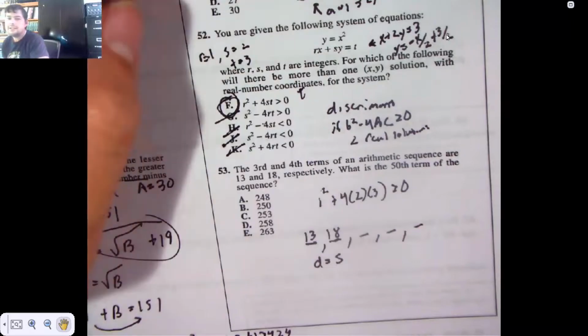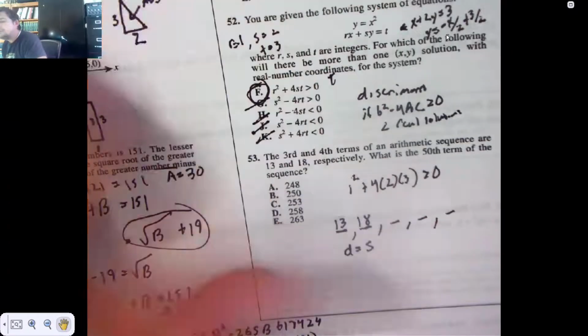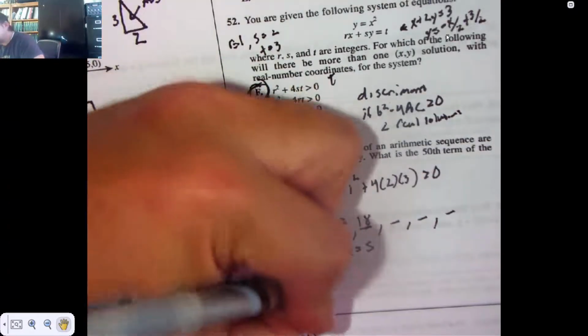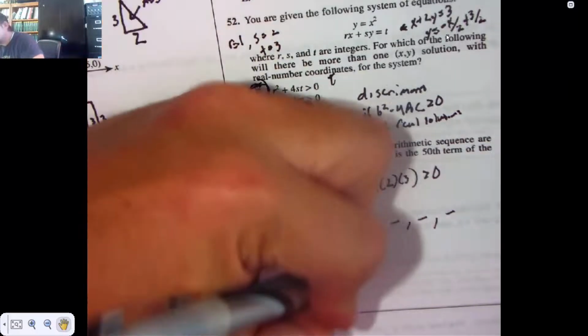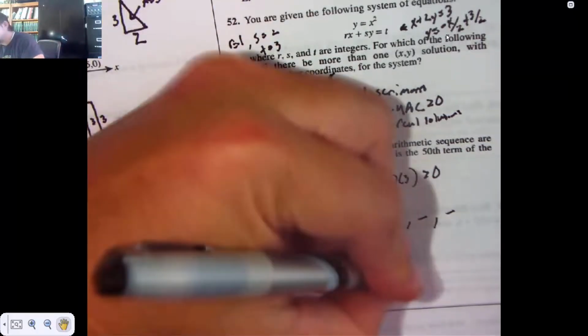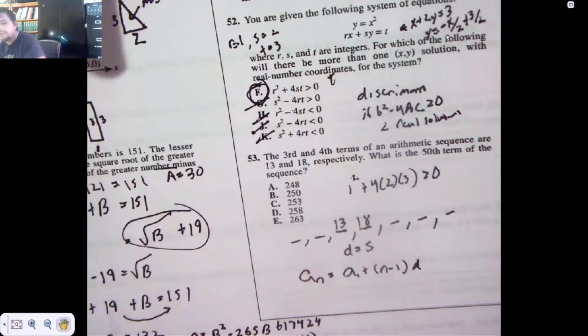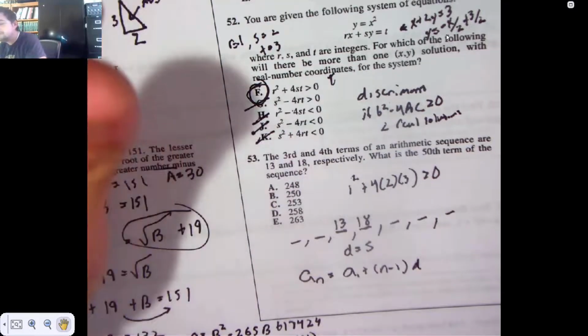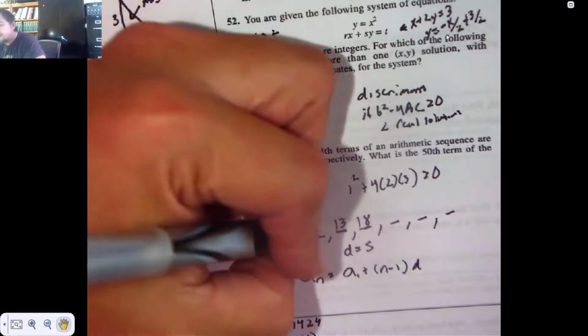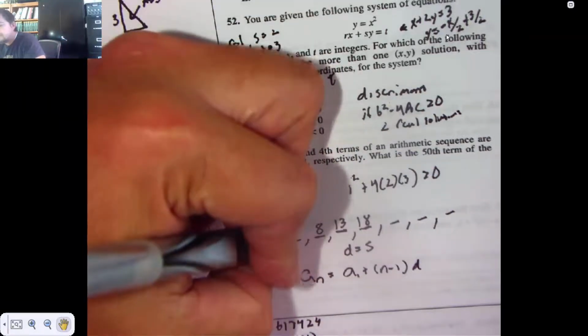You ain't got this kind of time to waste. You have to know a formula. You have to know that the nth term is the first term plus n minus 1 times the common difference. Plus, you're only at third and fourth. I mean, this would be second, that'd be first. Work your way back to the first term versus working your way forward to the 50th term. If I take away 5, I'm at 8. If I take away 5, I'm at 3.